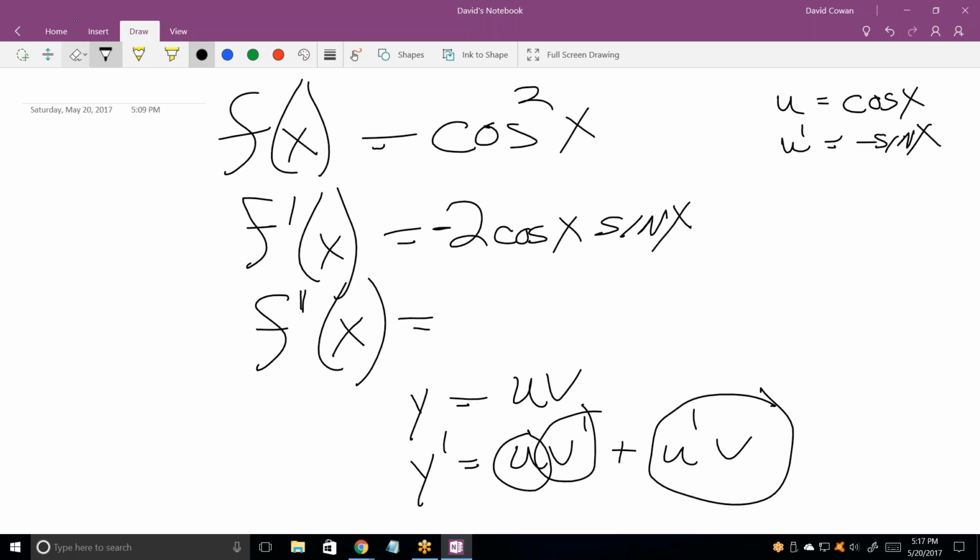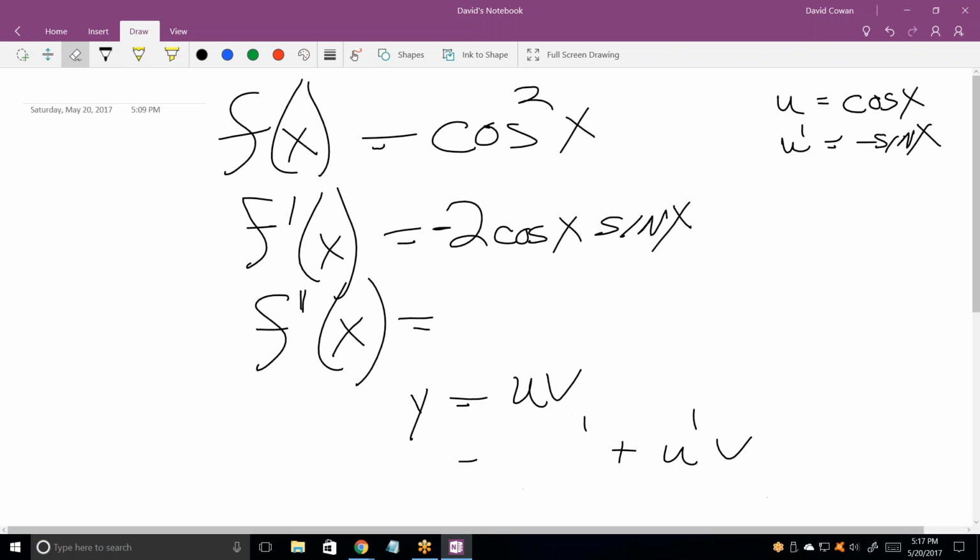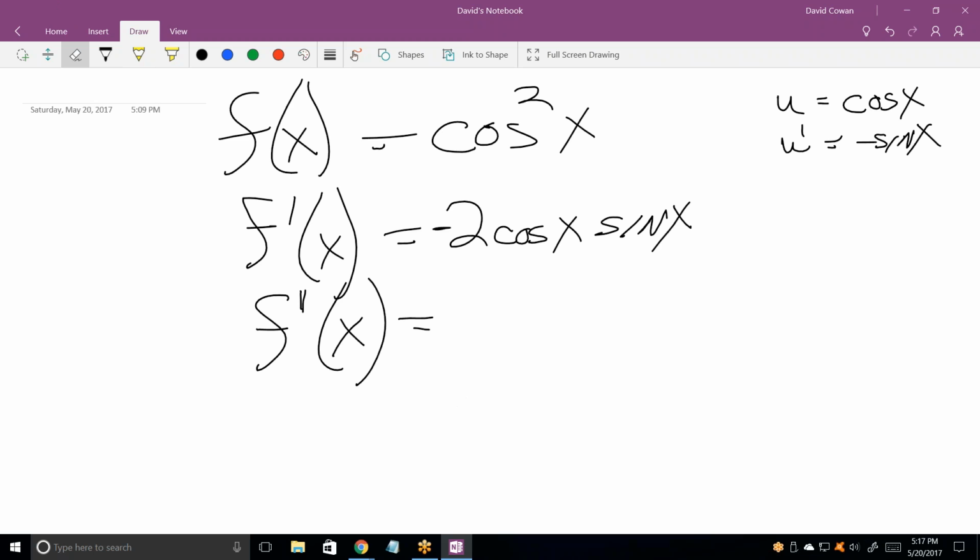Okay? So if we're doing u first and then v prime, what's u? Negative 2 cosine x. What's v prime? Cosine x. Now do the reverse. So that's negative 2 times sine x. What's the derivative of cosine? Negative sine. So it's actually two negatives.